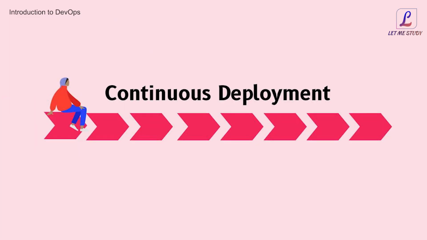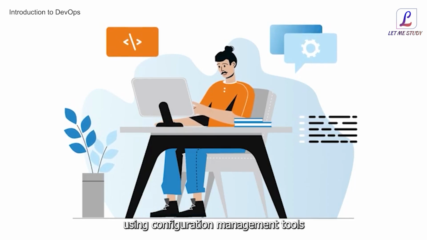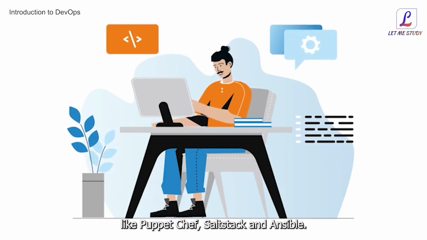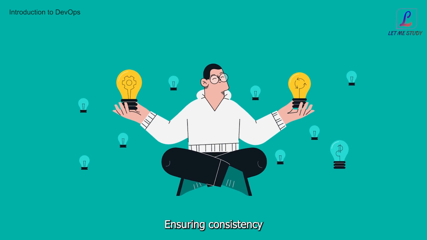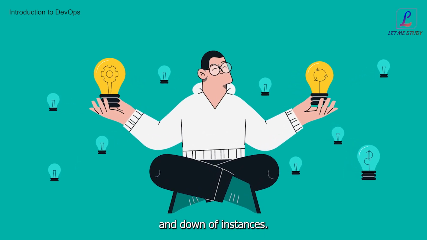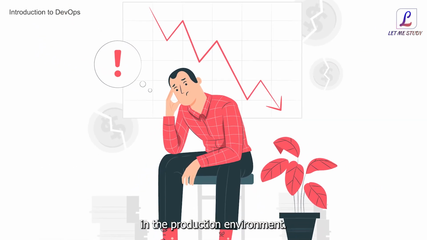Continuous deployment. In the continuous deployment stage, the software's code is deployed to the production environment using configuration management tools like Puppet, Chef, SaltStack, and Ansible. Containerization tools like Docker and Vagrant are also important during deployment, ensuring consistency across various environments and enabling easy scaling up and down of instances, minimizing errors and failures in the production environment.